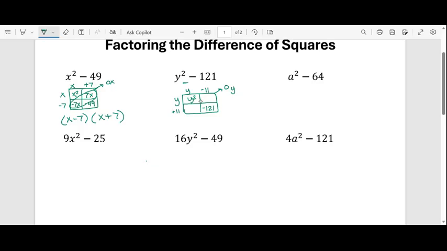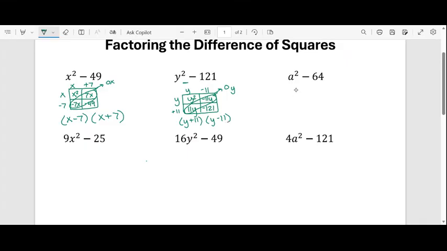Here I'll have y times negative 11, which is negative 11y. Here I'll have 11 times y, which is positive 11y. And negative and positive 11y, of course, cancel out. So my factor is going to be y plus 11 times y minus 11.